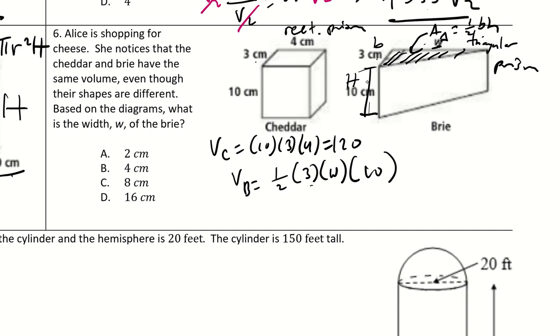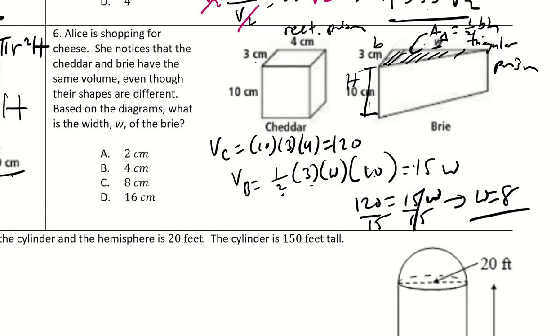All right, and then you get 15W. That's 3 times 10 is 30. 30 divided by 2 is 15. It's 15W. And then these volumes should be equal, right? So we're going to set them equal. So there you go, divide by 15. So W is equal to 8.